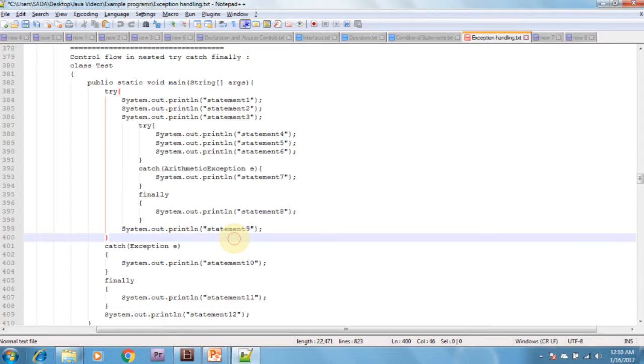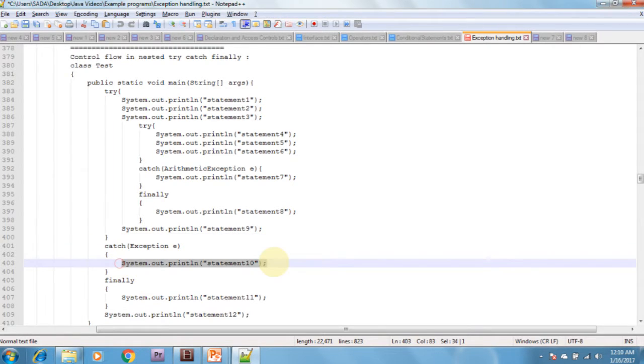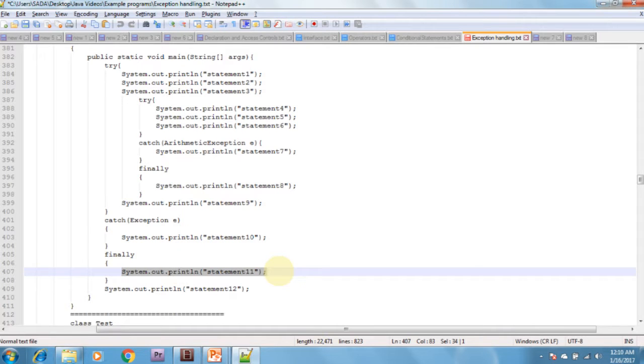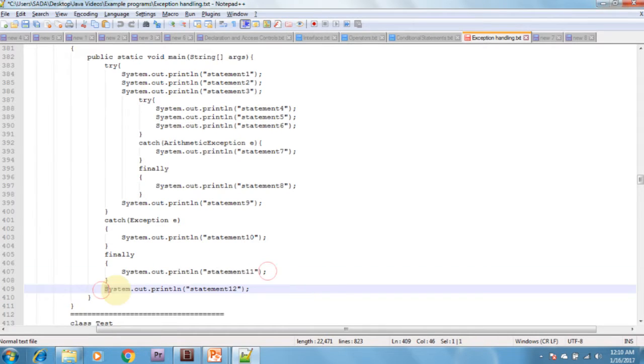Case number 13. If an exception is raised at statement 10, it is always abnormal termination, but before that, finally block 11 will be executed. Before the termination of the program, the finally block will be executed. Case number 14. If an exception is raised at statement 11 or statement 12, it is always abnormal termination of the program.